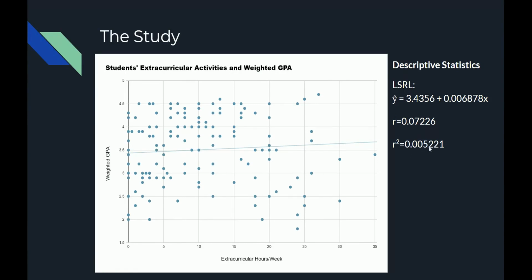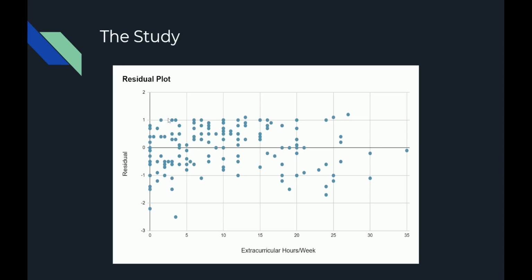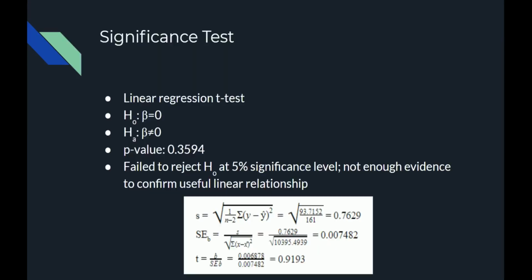R squared was 0.005221. So 0.5221% of the variation in weighted GPA can be explained by the student's extracurricular hours per week. This is our residual plot for the data. It doesn't show any clear pattern, which suggests that there is a linear association, which also covers one of our assumptions for our linear regression t-test.